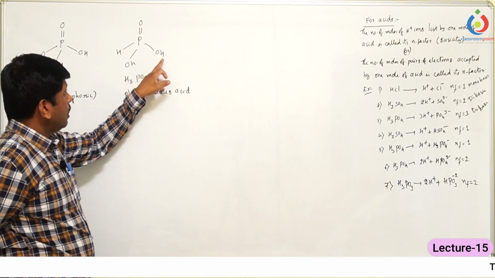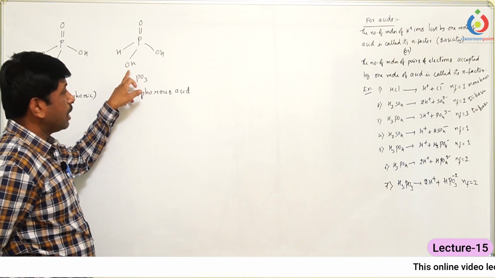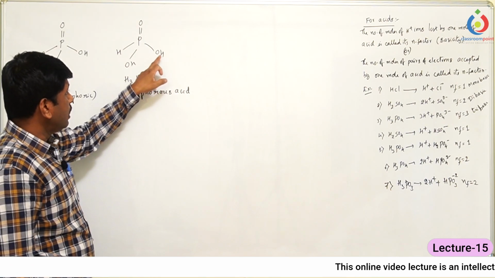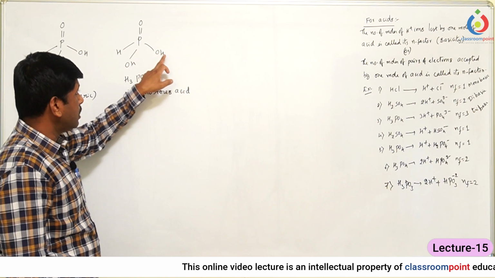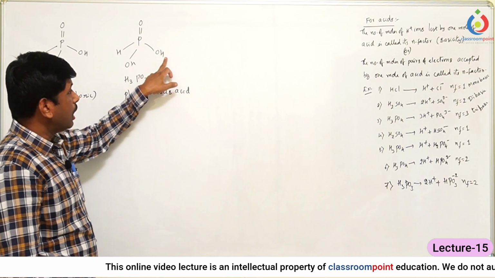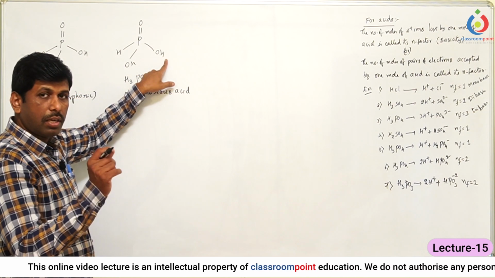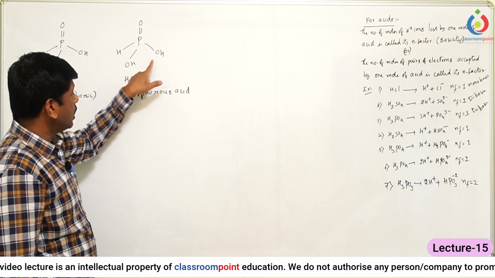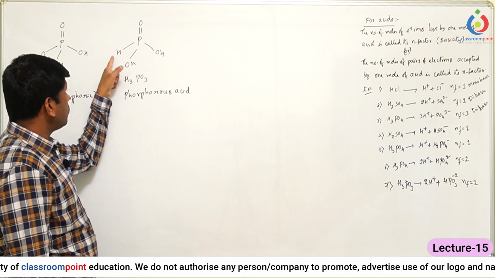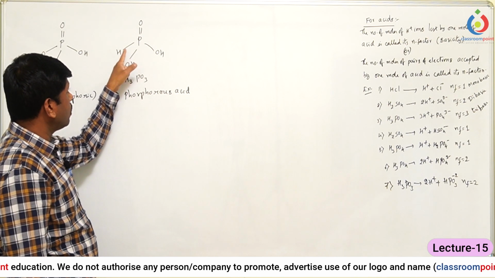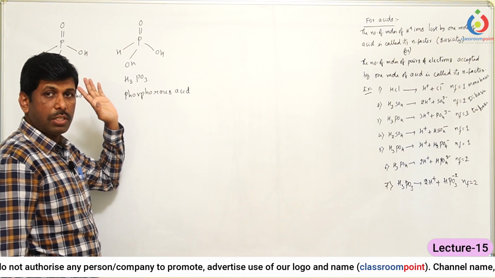In this case, it is having only 2 hydrogen atoms connected to the oxygen. That's why it is able to release only 2 H plus ions. That 2 H plus ions it may release in the single step or in the stepwise manner. If it releases only 1 H plus ion, N factor is equals to 1. If it releases both H plus ion, then N factor is equals to 2. But it cannot release this H plus ion because this H plus ion is not connected to the oxygen but connected directly to the phosphorus atom.